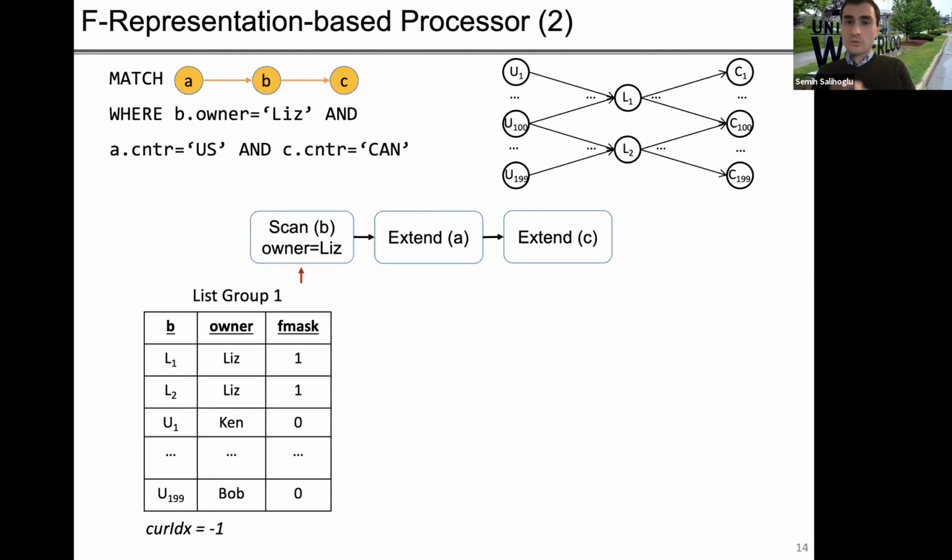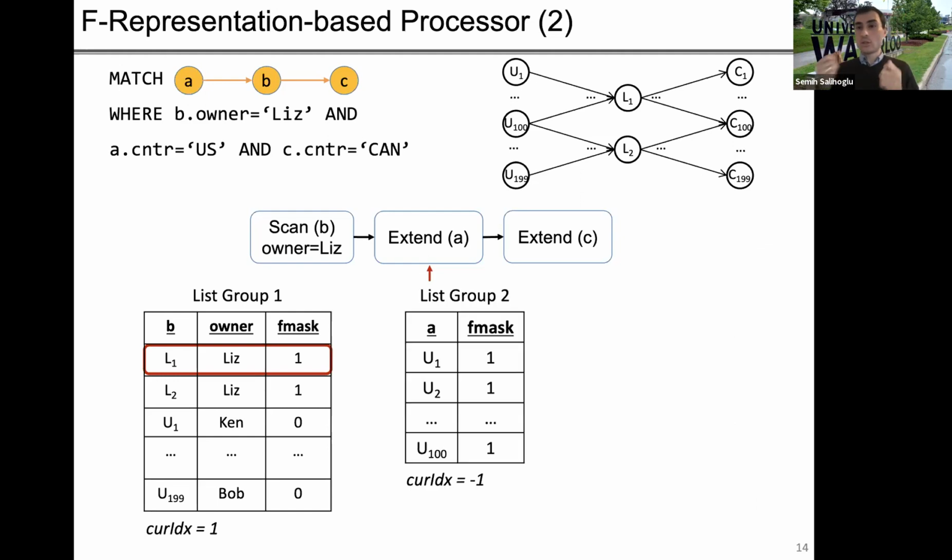So this block of tuples would be passed to the extend operator, and the extend operator is going to do two things. The first thing it will do is that, because it's extending the B values, and B values are in a list group that is not flat yet, it will flatten that list group by setting the current index to 1, which conceptually just means that now only the first tuple in this block is visible and is being passed between operators. And then it's going to add a new list group, which is going to be the incoming edges of L1, which is the tuple that is alive from the first list group, right?